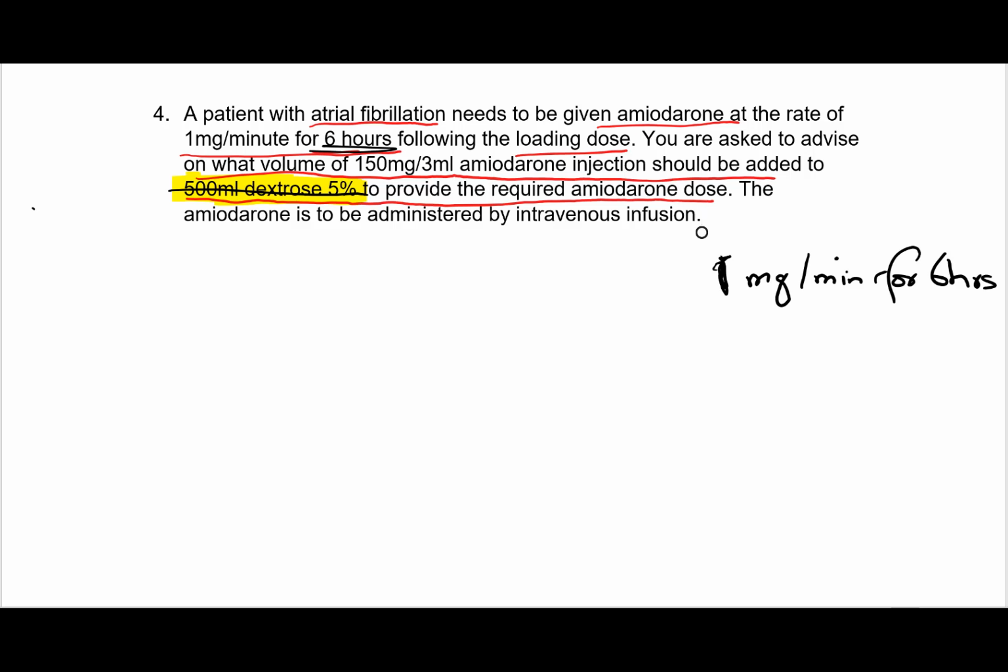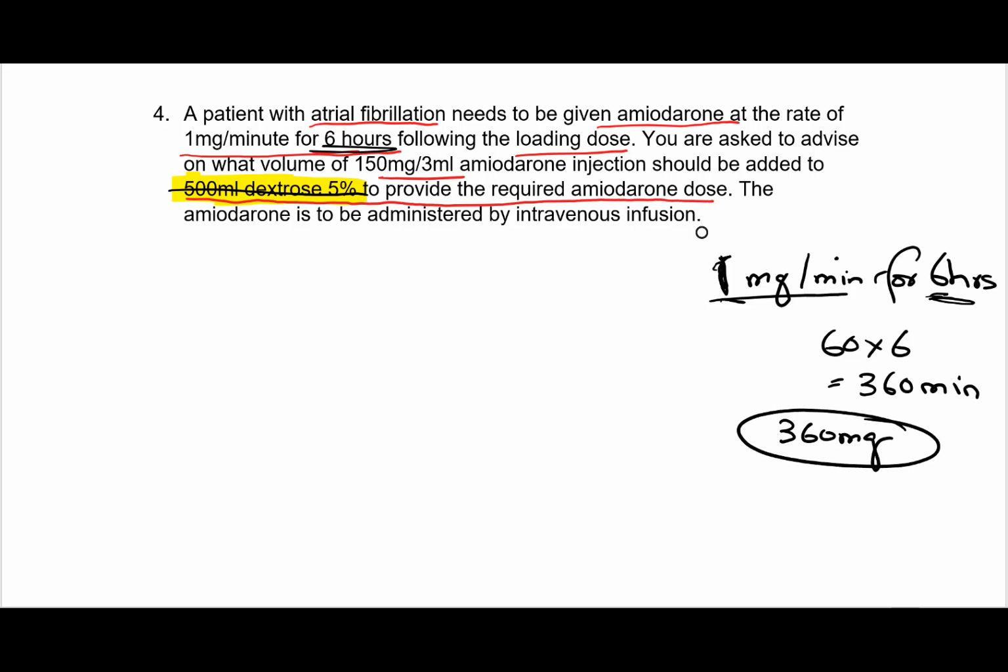So 1 milligram per minute in 6 hours. How many minutes do we have? 60 minutes in 1 hour. So that means 60 times 6 is equal to 360 minutes. So I have to give the dose over 360 minutes, and the dose which I have to give is 1 milligram every minute. So if I have to give 1 milligram in every minute, in 360 minutes I will have to give 360 milligrams.